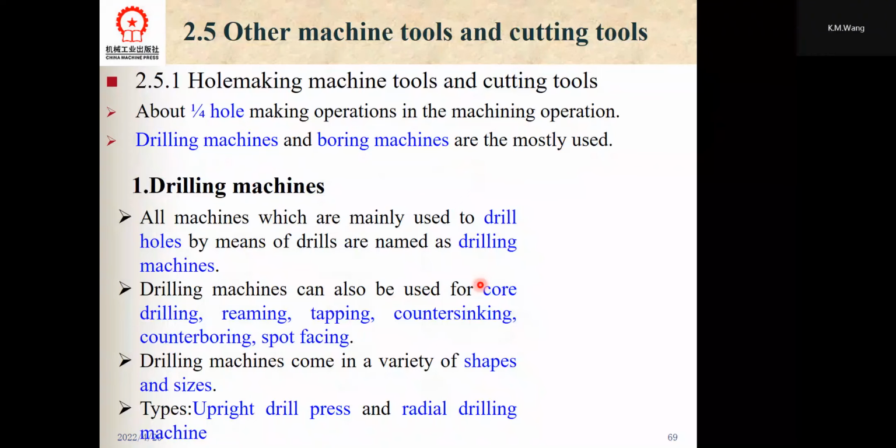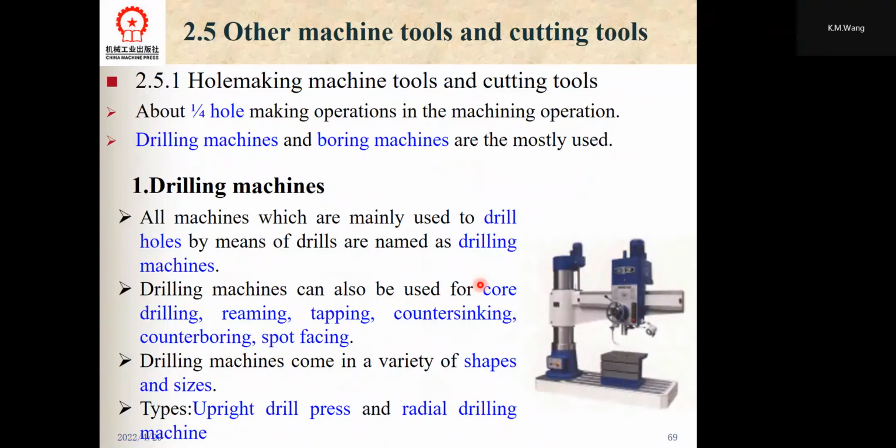The drilling machines are the machines which are mainly used to drill holes by means of drills. In addition to drilling, drilling machines can also be used for core drilling, reaming, tapping, countersinking, counterboring, spot facing and so on.